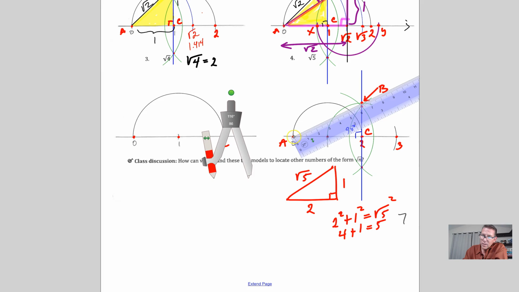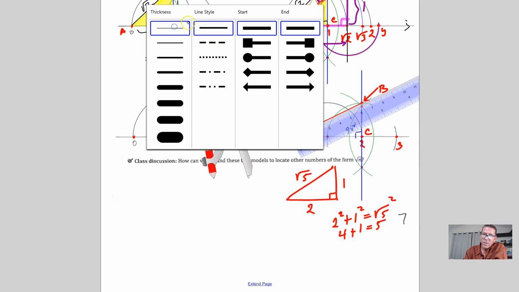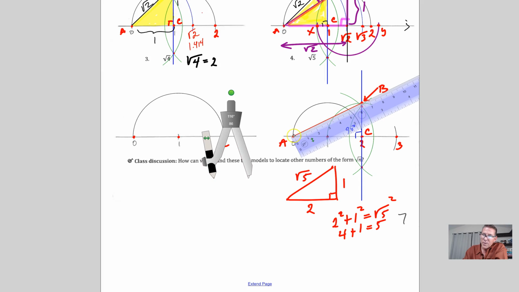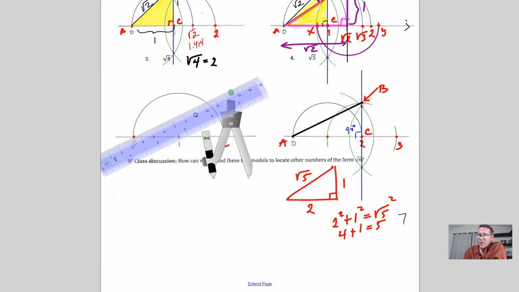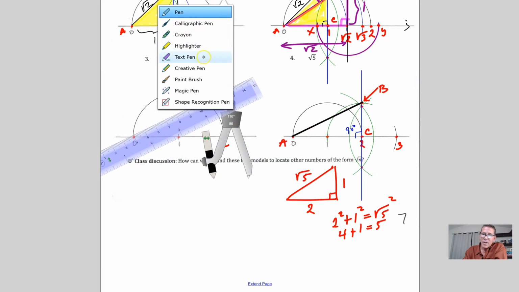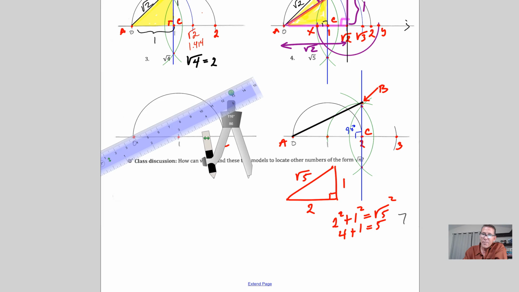Let's see if I got it. Oh, I didn't mean to do it in red. Let me try to do it again. Okay. Well, okay, that was dark, but who cares? All right, so let's highlight the one I'm talking about here. I'm talking about this triangle here, ABC.